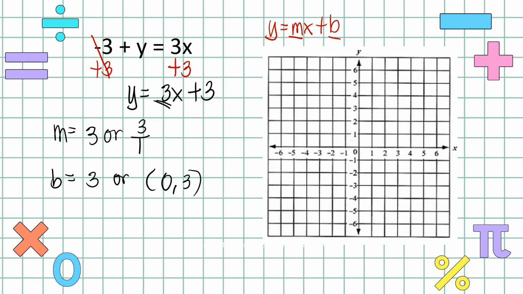Now let's plot it in our Cartesian plane. From this point, (0, 3), we'll move 3 units upward, 1, 2, 3. And after moving up, we will run 1 unit to the right since both are positive. So from there, move to the right. So there you go. This will be the graph of our line.